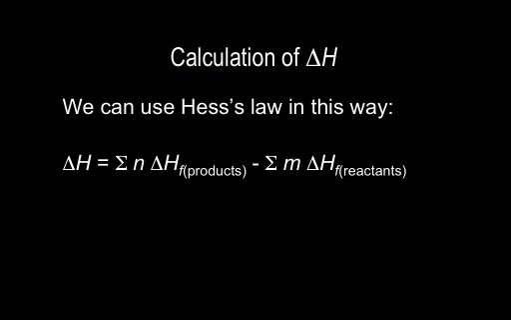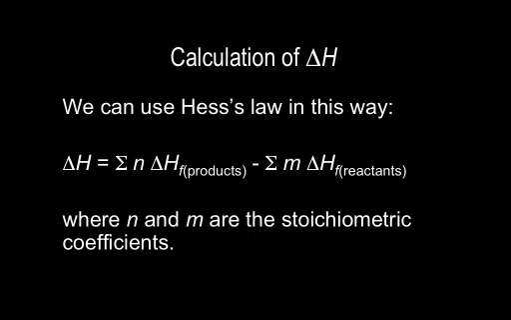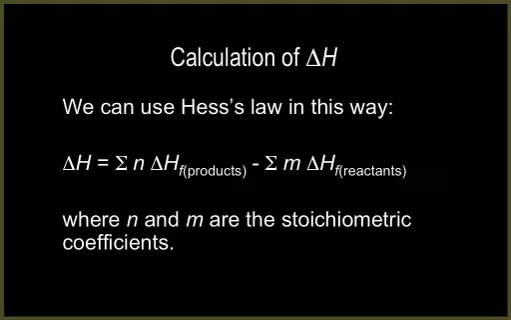So this is how we're going to use Hess's law at this point. The overall enthalpy of reaction is the sum of the heats of formation of all the products minus the sum of the heats of formation of all of the reactants. This Greek symbol is the summation, so you add up all the heats of formation of the products, then subtract the sum of the heats of formation of the reactants.